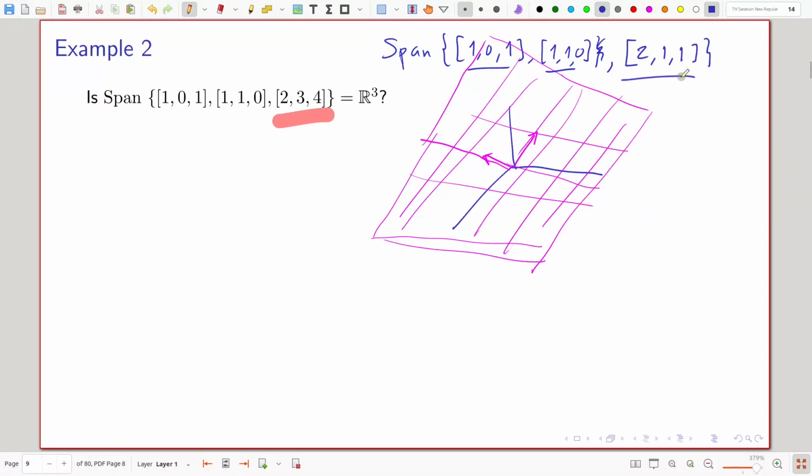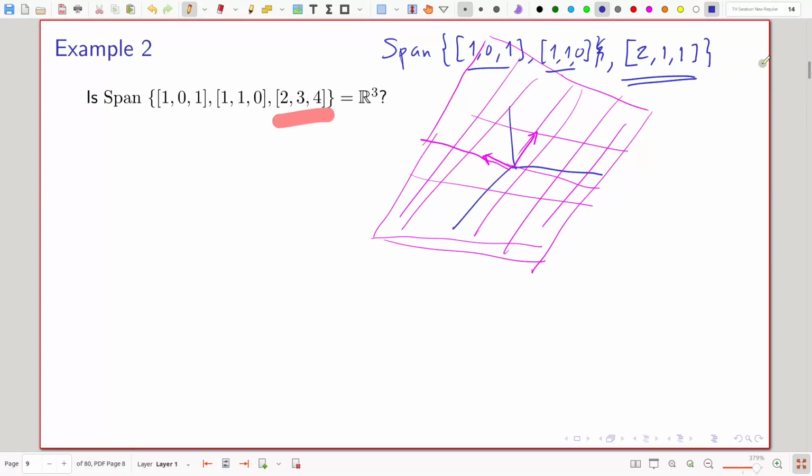So if I add these vectors, will I change the span? No, because this guy is already in this plane, right? So by adding this, you cannot get out of this plane because the vector that you have is already on the plane. You can just shift the plane around. Okay? So adding a vector inside a span won't increase the span. Okay? Now think about 2, 3, 4. Does this vector belong to the span of this set?